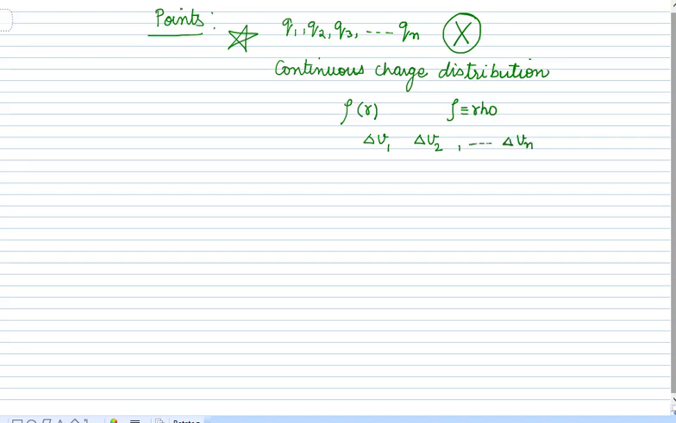These are the small volume elements, and then the charge Q will become this volume charge density multiplied with the volume element, rho delta V, and we can determine the potential due to each volume element, and then we can calculate the total by summing over each contribution. We can calculate all these small contributions and sum them up, and then we will have the total electrostatic potential V.